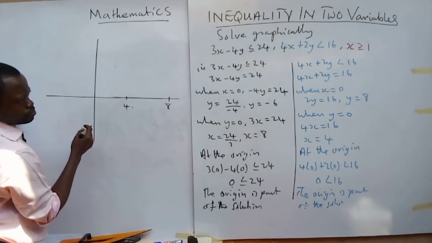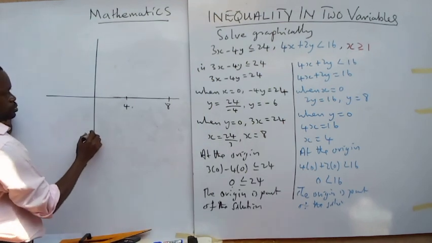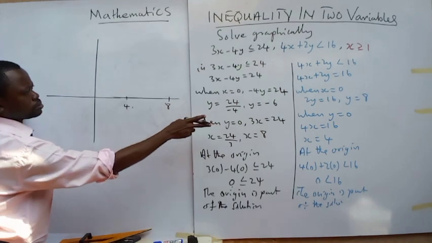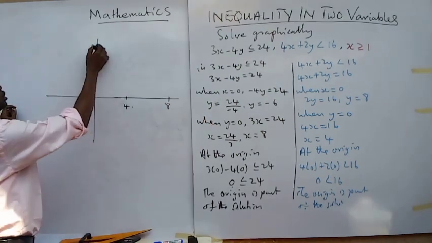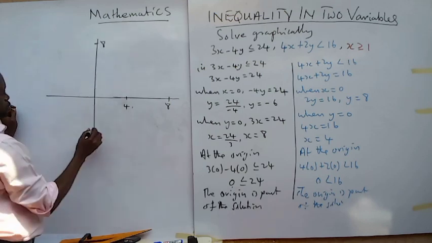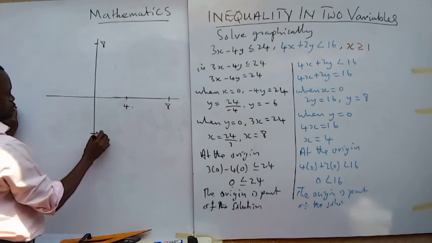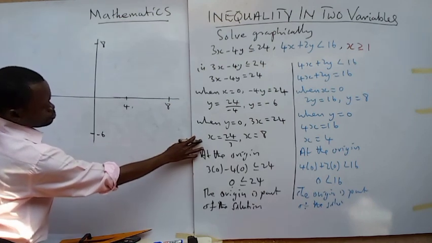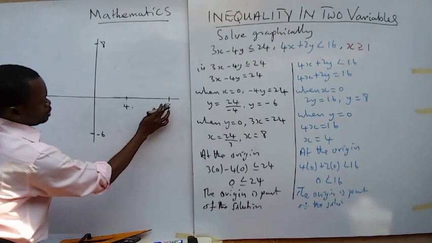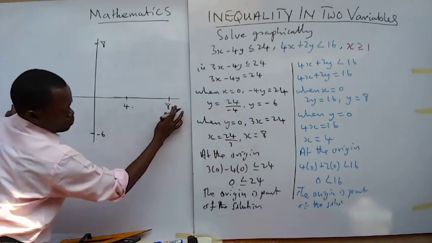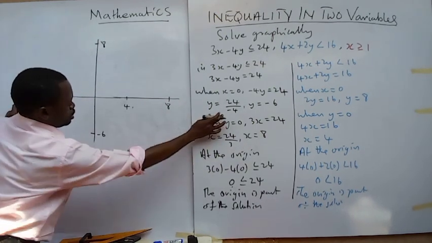And then y, what about y? Y here, minus 6. What about the other y? The y of the other side is 8. Okay, let's assume here 8 and here minus 6. So for this one, x is 8, and y is minus 6.